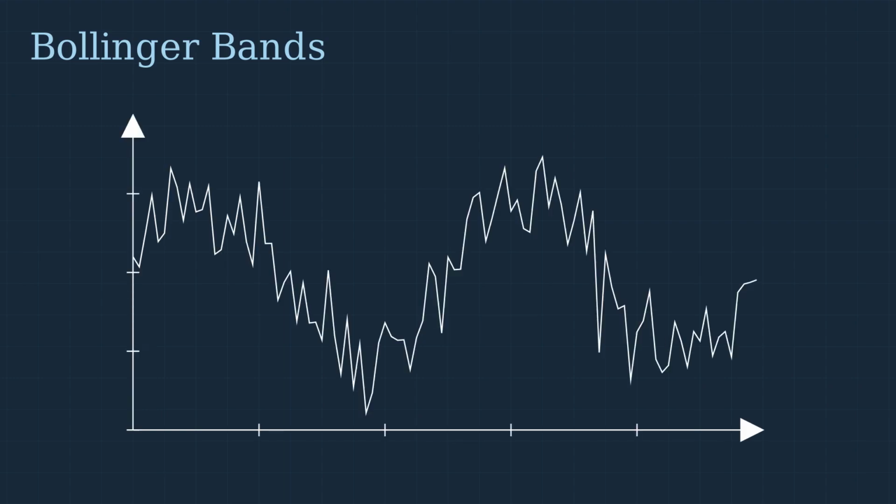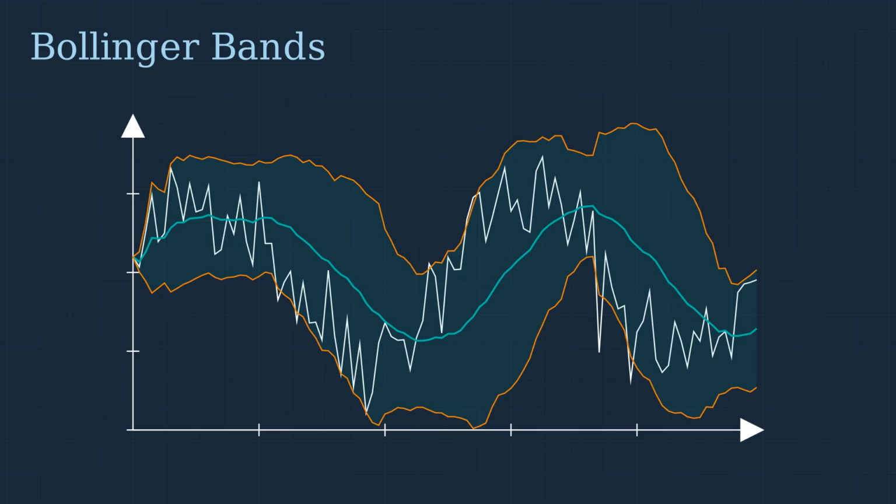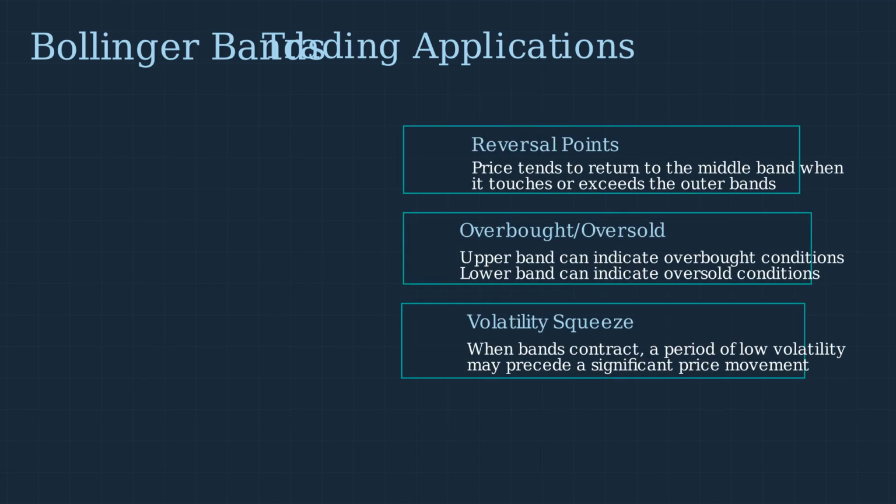Here we can see how Bollinger Bands appear on a price chart. The white line represents price, the teal line is the middle band, and the orange lines are the upper and lower bands. Traders use Bollinger Bands in several key ways to make trading decisions.